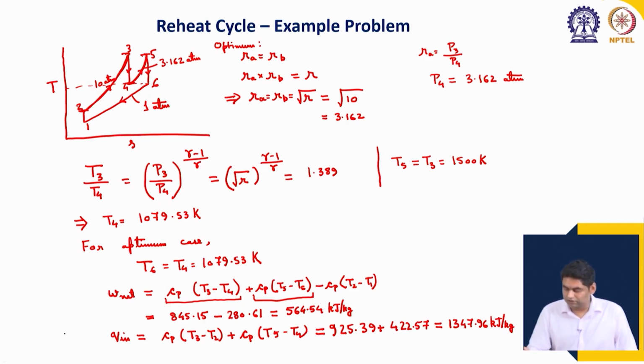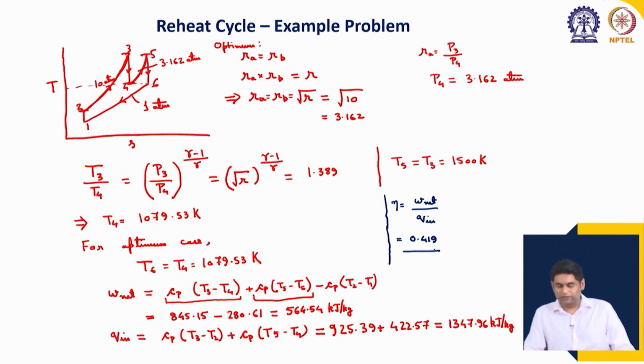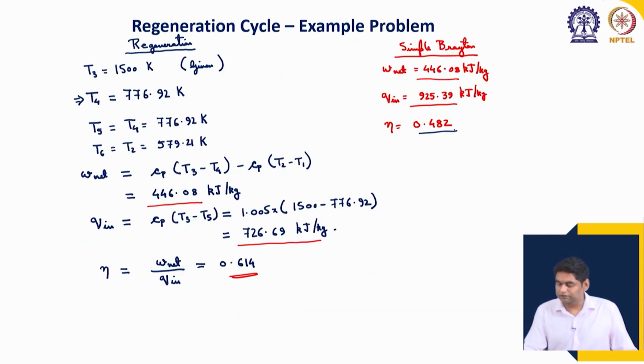I will write in this slide itself instead of going to a new slide. What is the efficiency then? Net work output by heat addition for this case comes out to be 0.419. How does this compare with the previous cases? For the standard Brayton cycle, this was 0.482. For reheat, we have obtained 0.419, and for regeneration, we see that it was highest, 0.614. So, for reheating, the efficiency has decreased and is the lowest among all three cases, but the work output is highest.